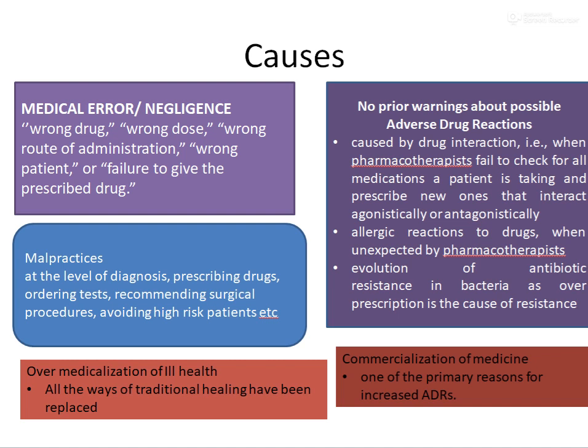And sometimes the doctor does not have any prior warning about the possible adverse drug reactions. A person might have an allergy to a drug, and the doctor might not be aware. So that could be a case of another infection or iatrogenesis. Or sometimes two different drugs might interact in a way that gives antagonistic reactions. So that is also a case of iatrogenesis.